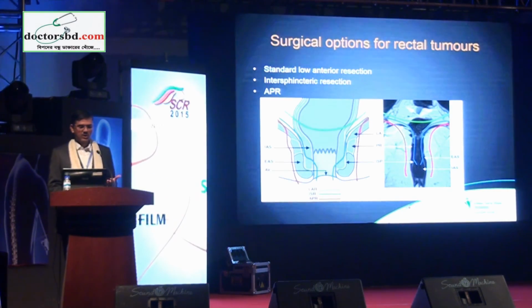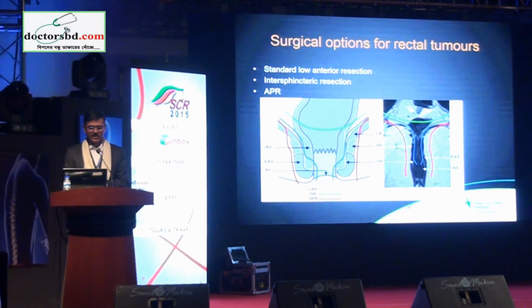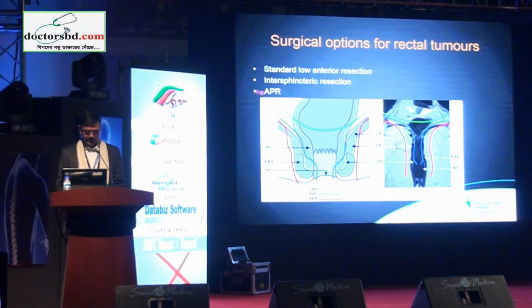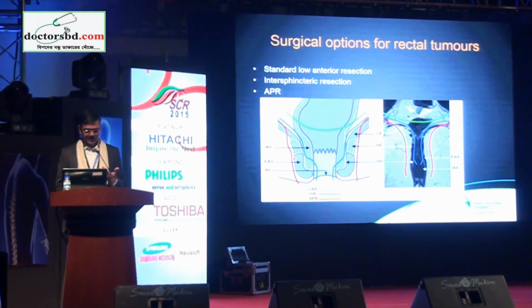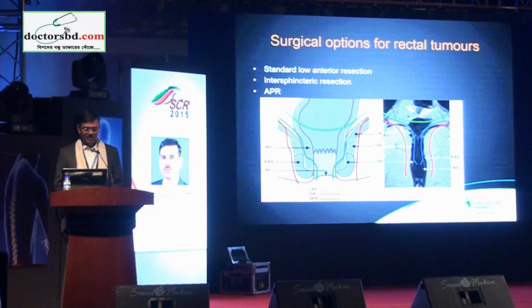There are different surgical options for rectal tumors. Either you do a standard low anterior resection, or an intersphincteric resection where the external sphincter is preserved, or the more drastic surgery will be APR, abdominoperineal resection, where the whole sphincter complex is taken along with the tumor, and there is a permanent colostomy.